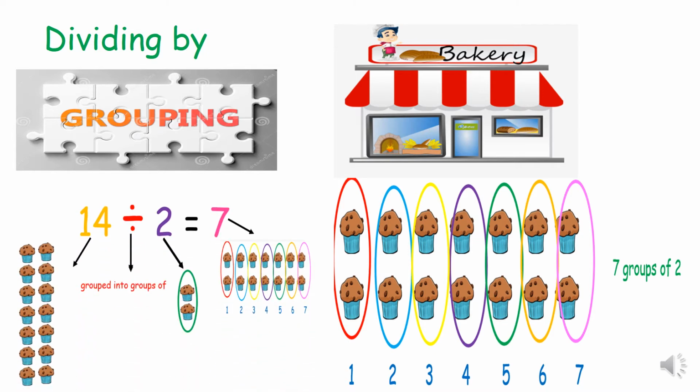Then this helps us to make our division number sentence. So we have 14 divided by 2 equals 7 because we started with 14 muffins. We divided, which means we grouped into groups of 2 because we could only put 2 muffins in a group. Then we counted the number of groups. So that number 7 is the number of groups that we made. Remember, we always start with the largest number in a division number sentence.